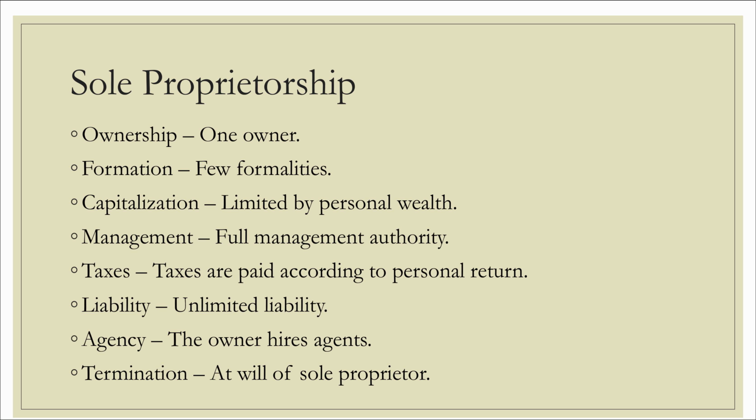Okay, so the first one that we have is a sole proprietorship. In a sole proprietorship, there is only one owner. There aren't very many formalities, but the owner must be aware of and obtain any necessary licenses, sales tax permits, and tax identification numbers before commencing business.